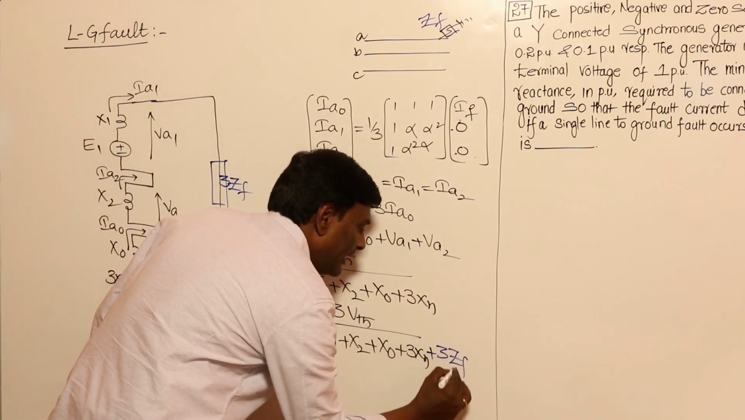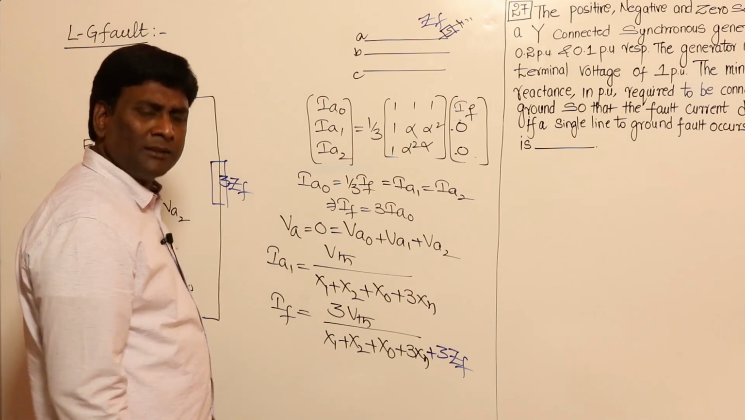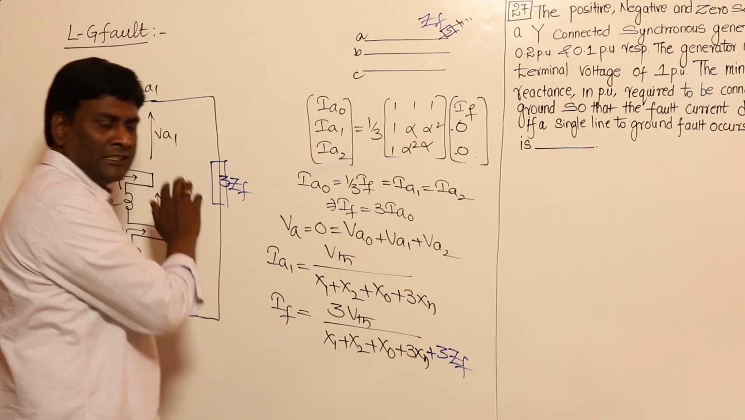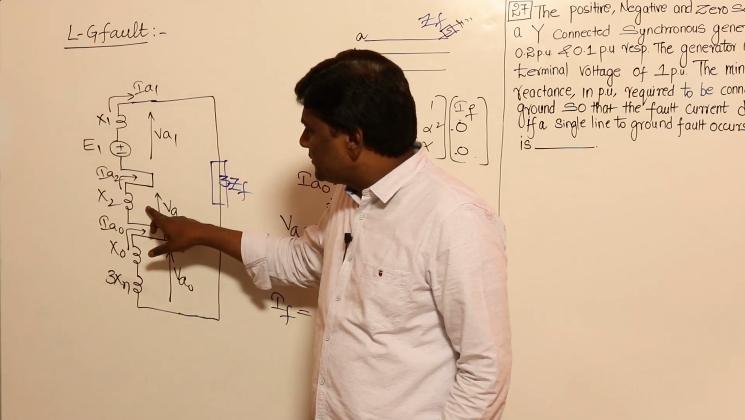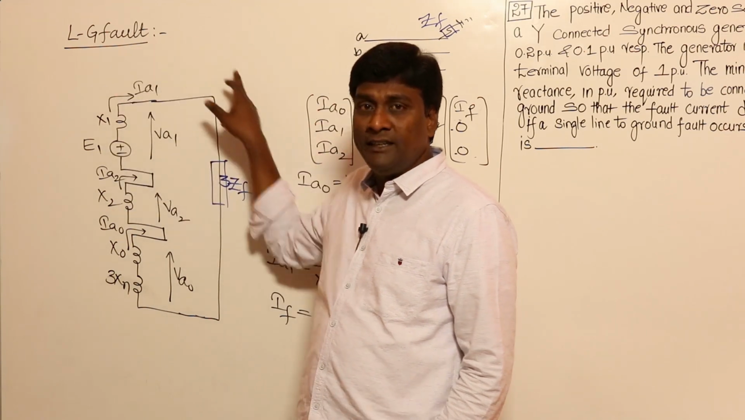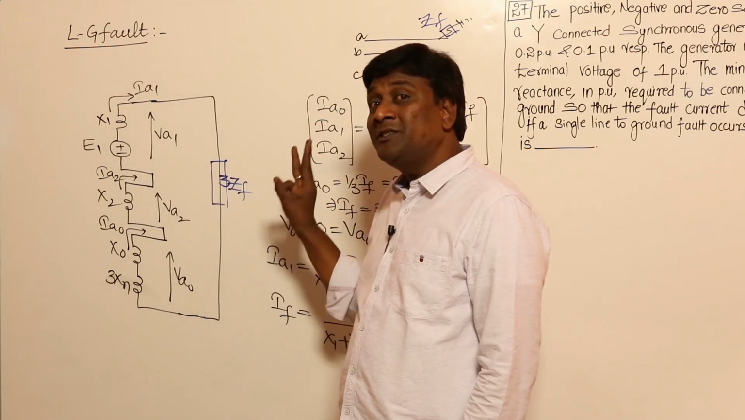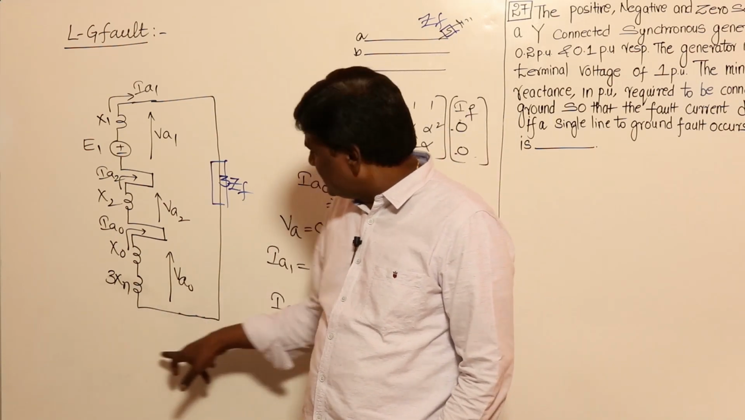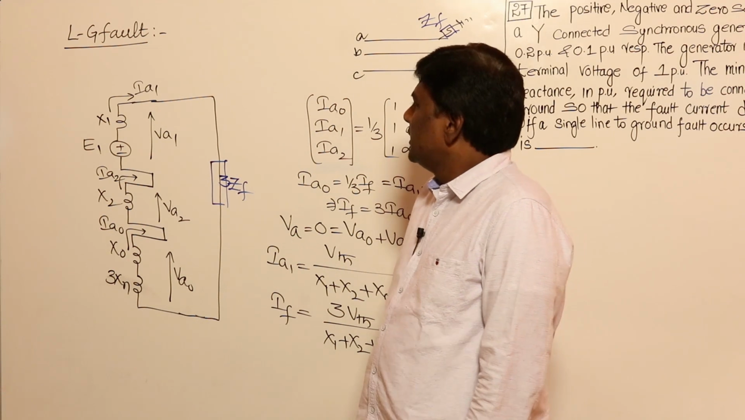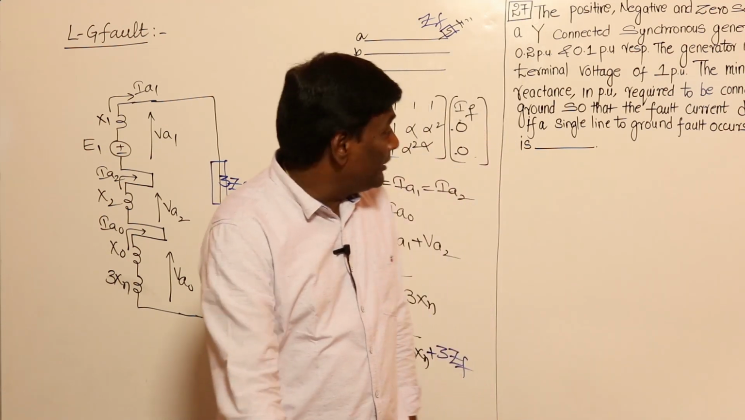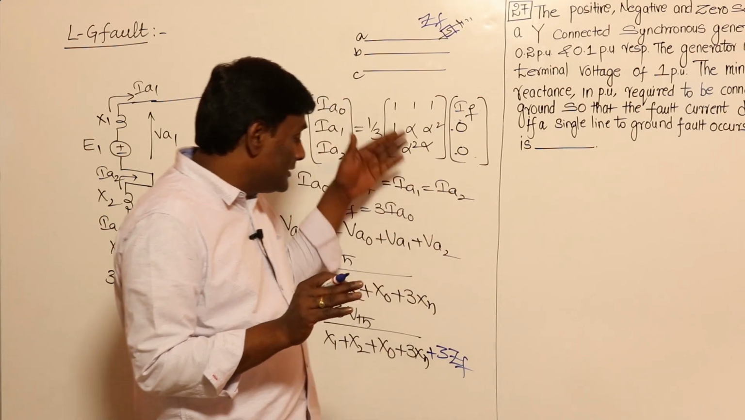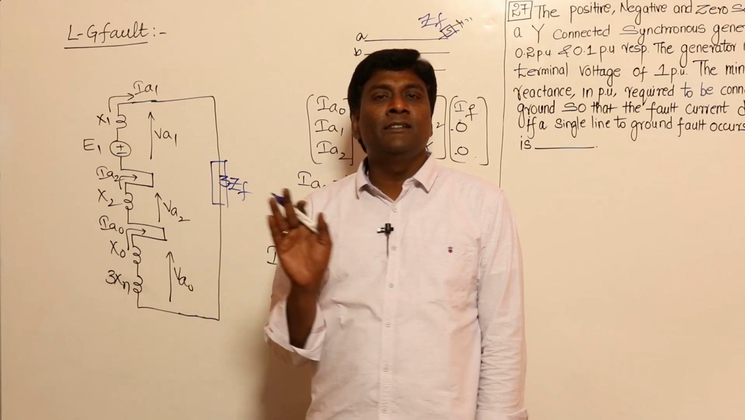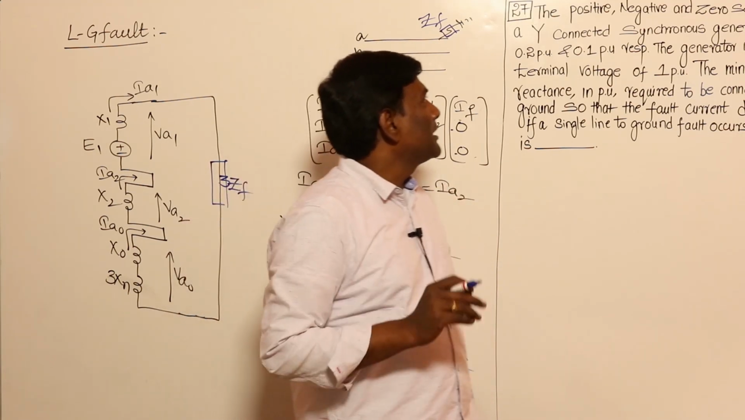Beyond this the problem will not come. In an LG fault, the positive sequence, negative sequence, and zero sequence have to be connected in series through a fault impedance of 3 times ZF. Because just as we got 3Xn, in the same way 3ZF will come. The point here is very simple: we need not remember all this, just remember that in an LG fault all are connected in series. Done.